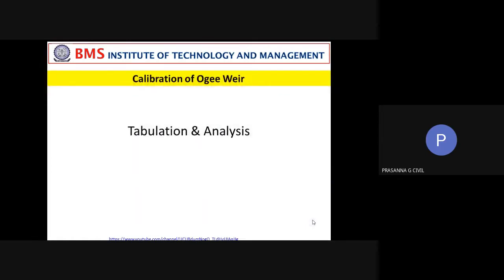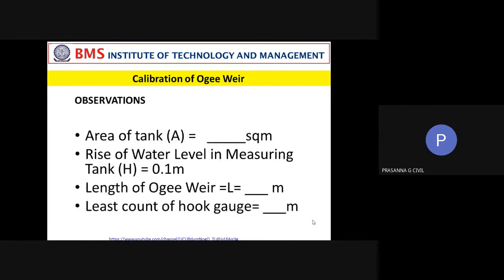For calibration of Ogee, we need to take some observations. One, the area of the collecting tank has to be measured and entered in square meters. The rise of water in the measuring tank is commonly taken as 10 centimeters, hence can be recorded as 0.1 meter. The length of the Ogee has to be measured and entered as capital L value. The least count of the hook gauge has to be measured and entered.